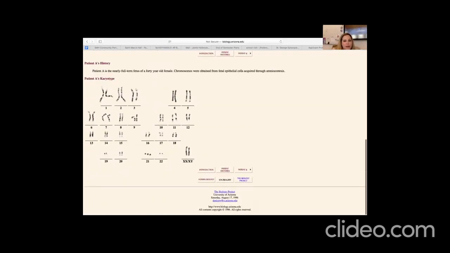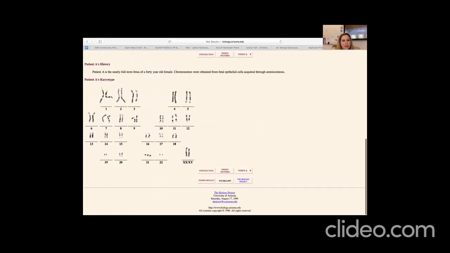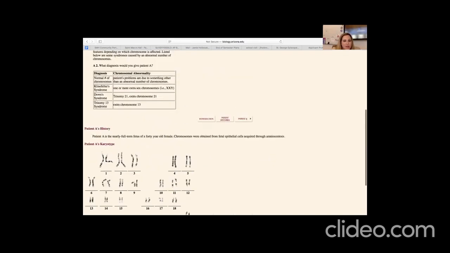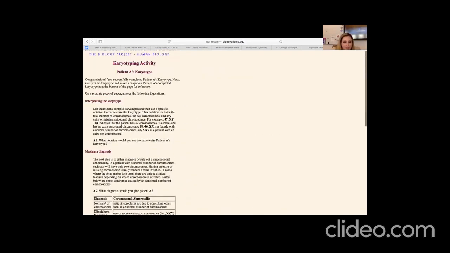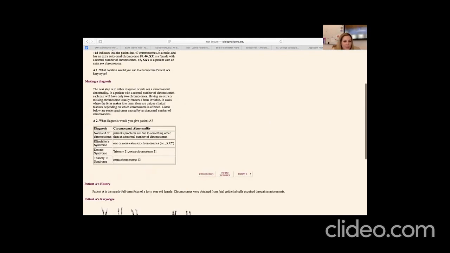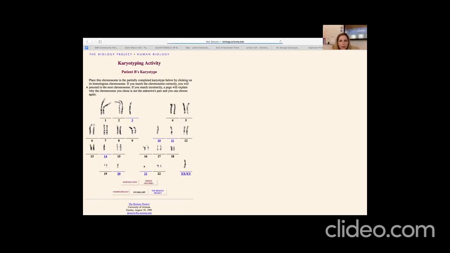If I scroll all the way down to the bottom, it shows me the complete karyotype in case you need to reference it again. Notice there are 3 chromosome 21s. Then you're going to do a notation. A notation means you give the complete number of chromosomes, you give the sex chromosomes, and then you put a plus sign and whatever chromosome is extra. Email me if you have trouble with the notation. Then you make a diagnosis. This one would have Down syndrome, right? Then you go to patient B, and so on and so forth, and then you turn that in.